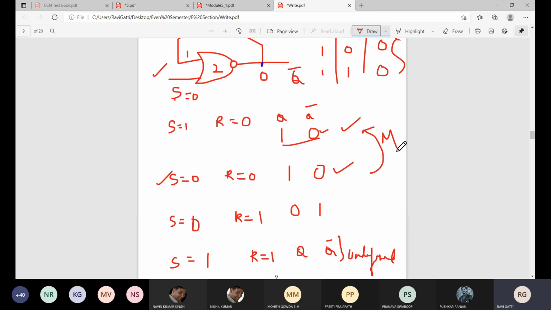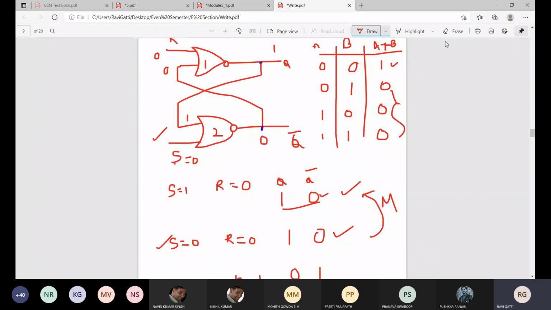Okay, so now we will check the next condition. What is the next condition? 0, 0 we have checked, 1, 0 we have checked, and we will go for the next condition, 0, 1. So can anybody tell me what is the output for this? S will be 0 and R will be 1.